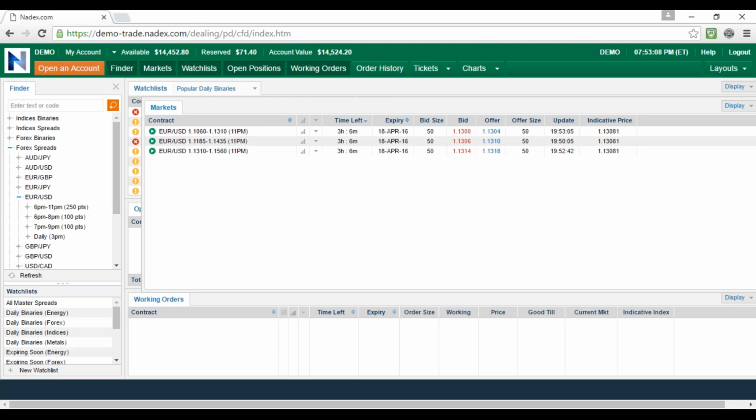Okay, so you've got spreads that go from 6 p.m. to 11 p.m. Like right now, what do we have? We have 6 p.m. to 11s, we've got 6 to 8s, we've got 7 to 9s, and look, we even have dailies for tomorrow at 3 p.m. that we can get into right now with 19 hours to go. There's always spreads to get into. Okay, does that make sense?